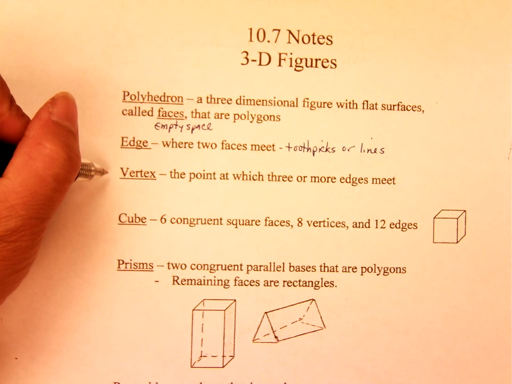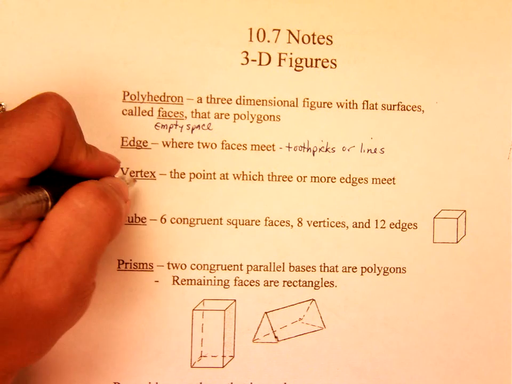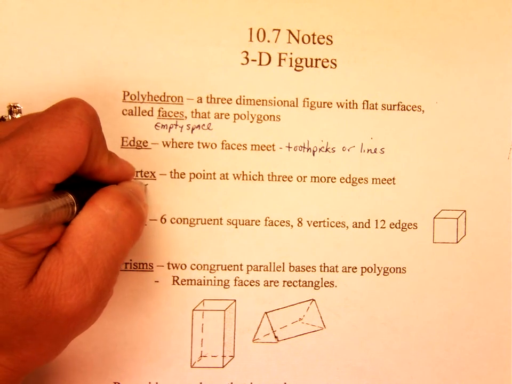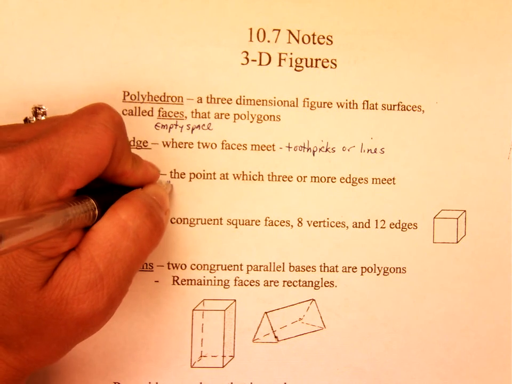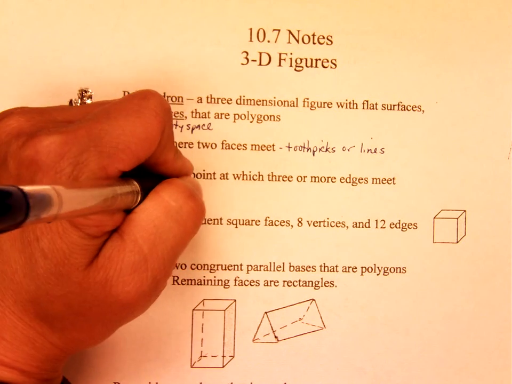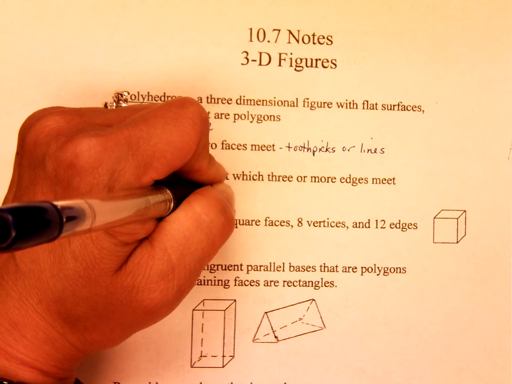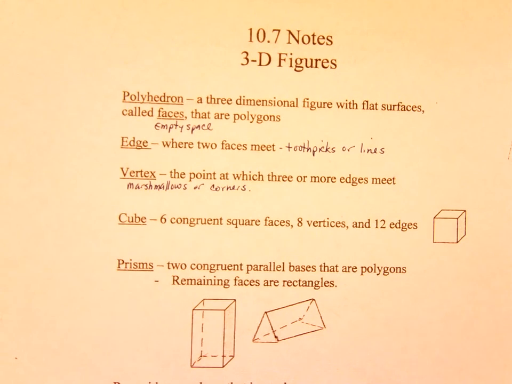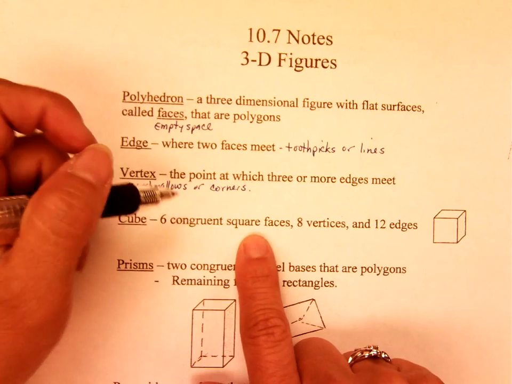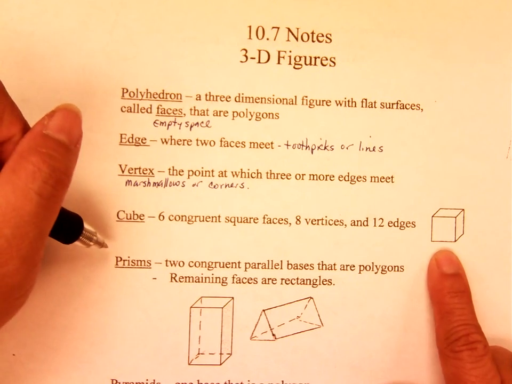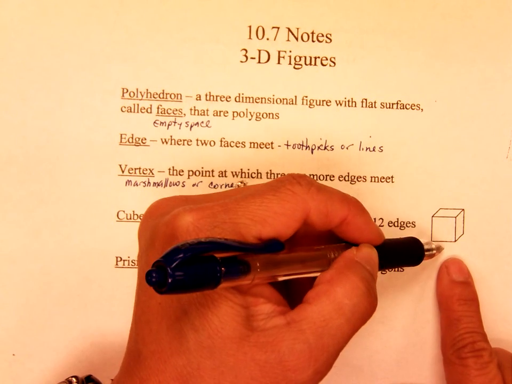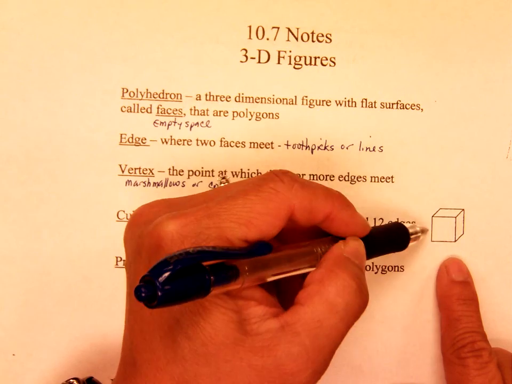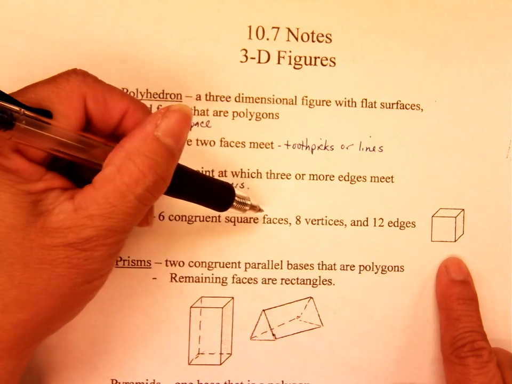Vertex is the point in which three or more edges meet. Remember, vertex was your marshmallows, or it could be your corners. Okay, a cube is 6 congruent square faces. So a cube, if you look at this, has top and bottom, front and back, and 2 sides. That would be your 6 faces.